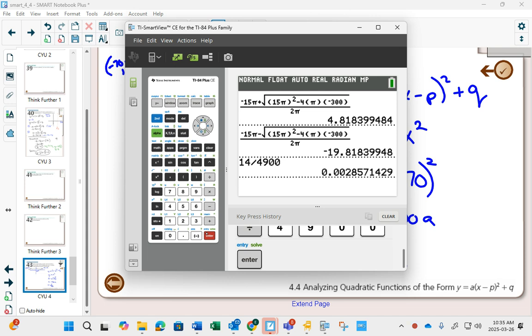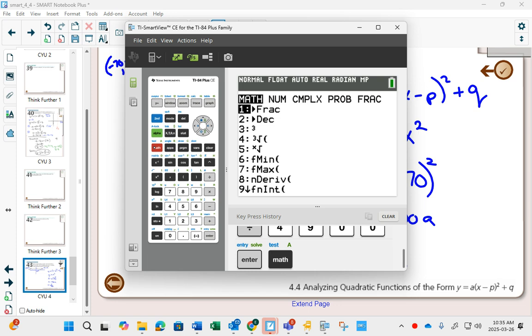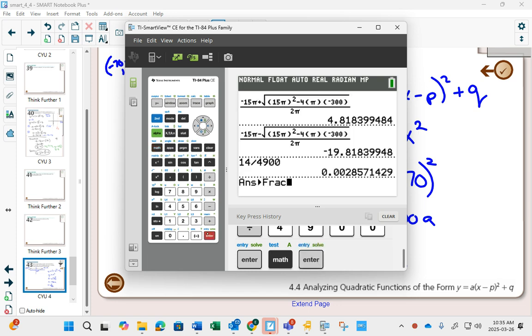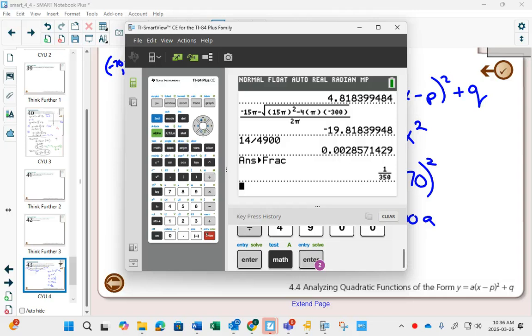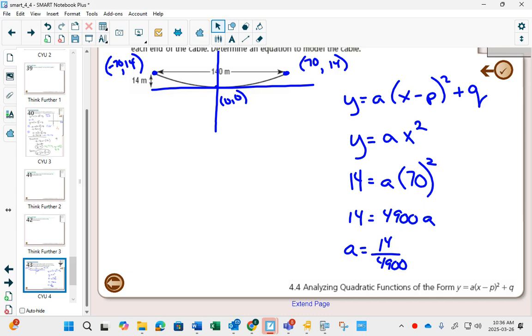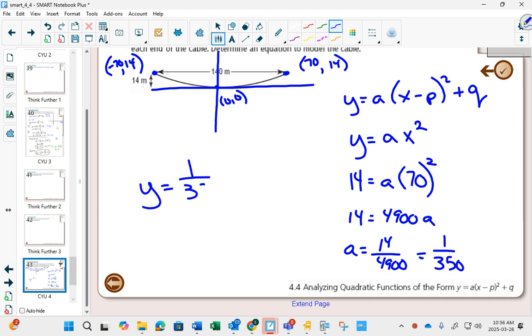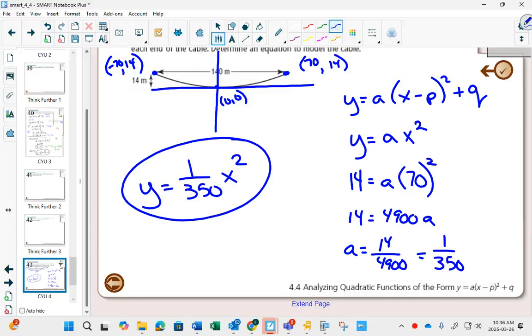On your graphing calculator though, and on scientific calculators too, lots of them have buttons where you can switch between fraction mode and decimal mode. In the graphing calculator, if you hit the math button, number 1 says you can switch it back to a fraction. And what's nice is it always takes that fraction and reduces it to lowest terms. So in our example here, this reduces to 1 over 350. And I like writing that as my final answer rather than a decimal. It looks a little bit cleaner. Then I get 1 over 350 x squared.